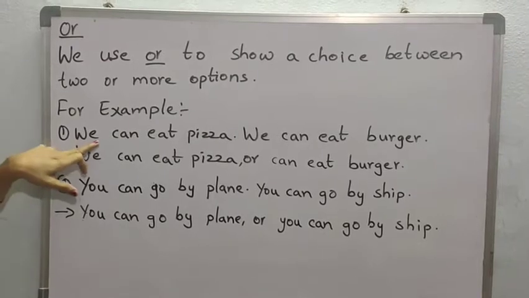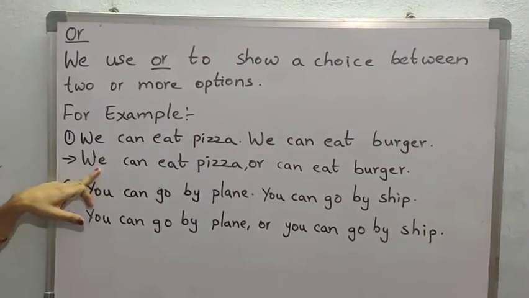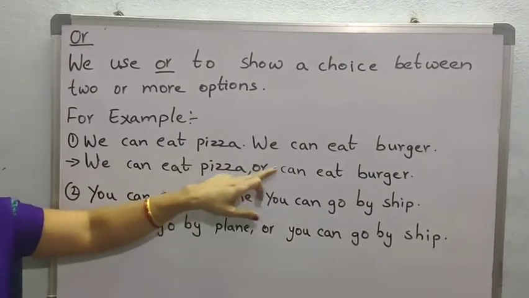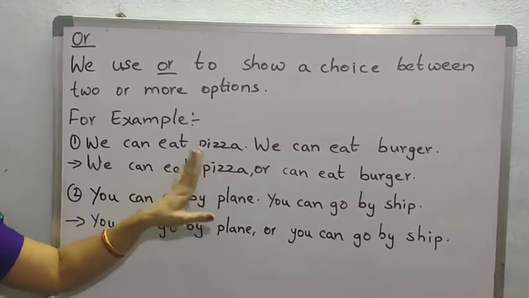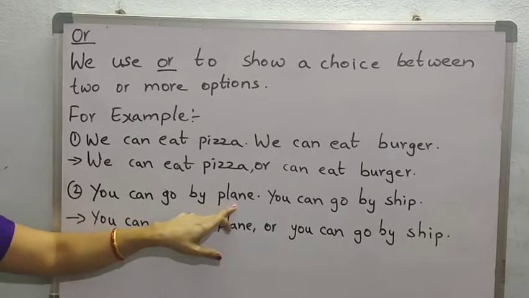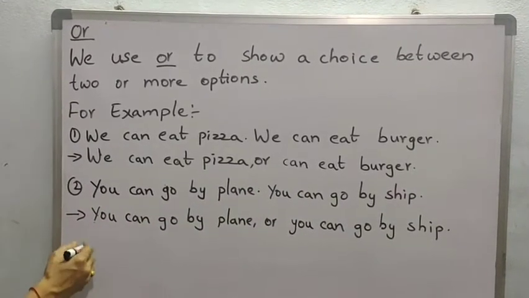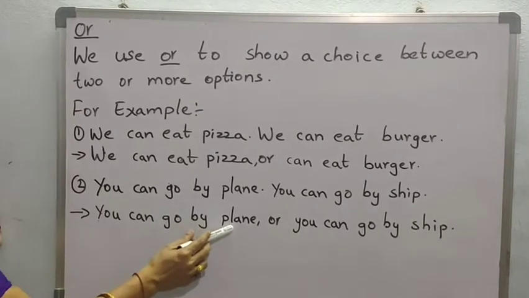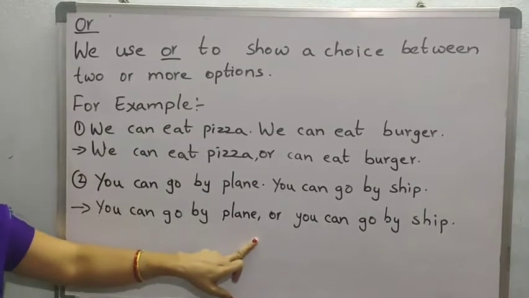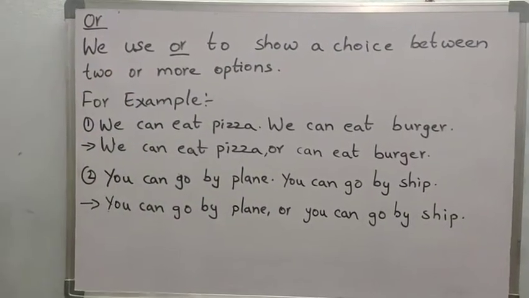See, for example, we can eat pizza. We can eat burger. So how do we use or? We can eat pizza or we can eat burger. Any one we can eat, children. You can go by plane. Full stop. You can go by ship. So how do we use or here? You can go by plane, comma, or you can go by ship. So like this, choice is there. If there is choice, we have to use the conjunction or.